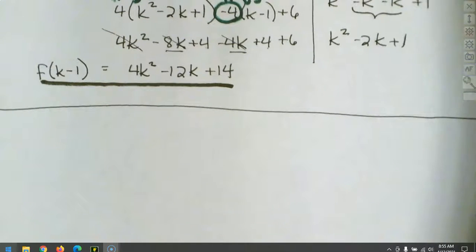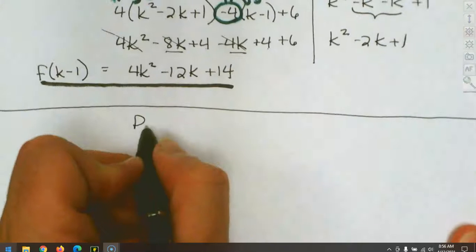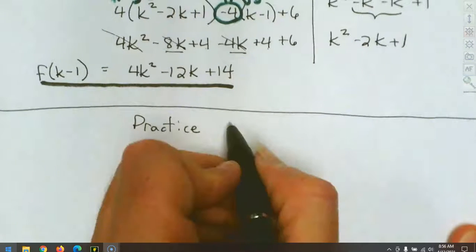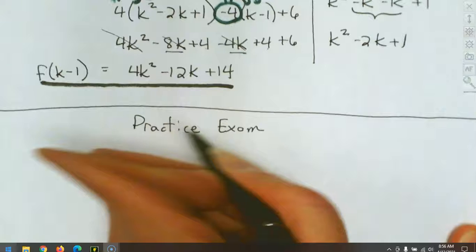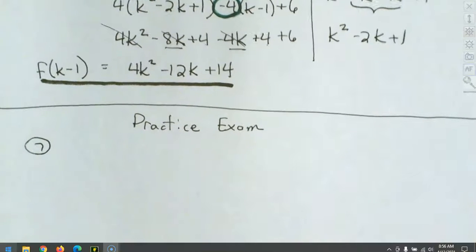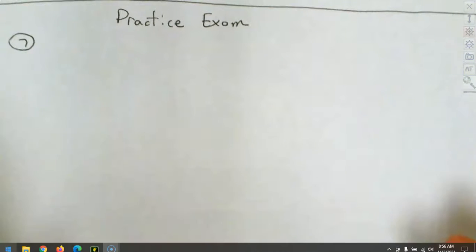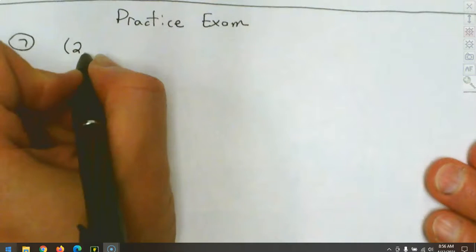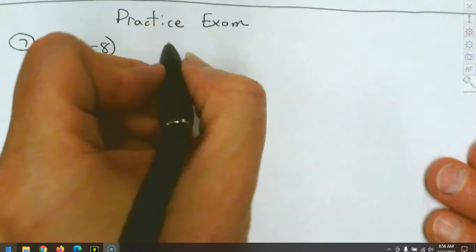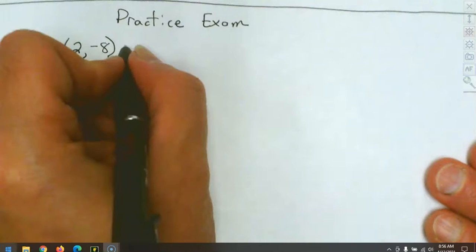Now we'll move on, and we're going to look at these questions off of the practice exam that we asked about. And we'll start with question 7. Okay, so question 7. What we have on question 7 is I give you a point, and I want a line that goes through that point that is vertical.